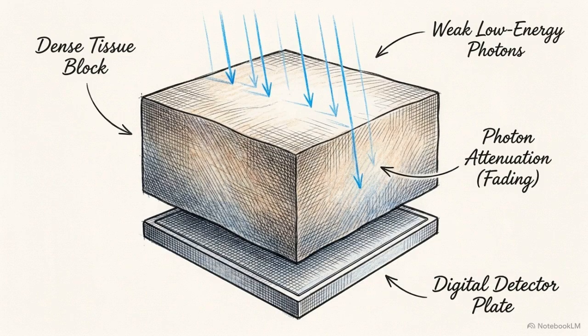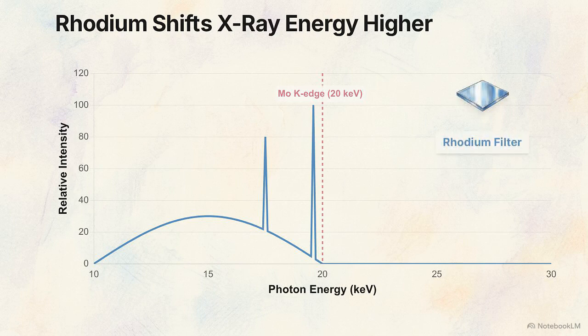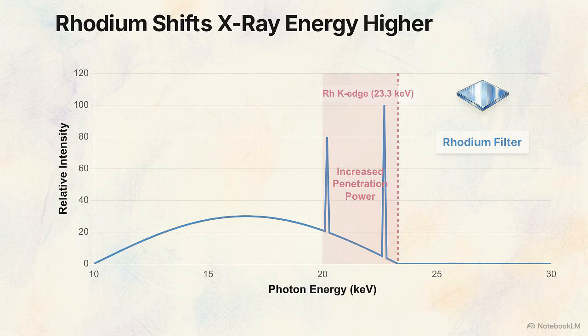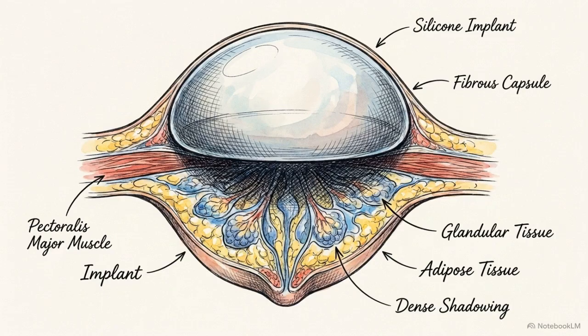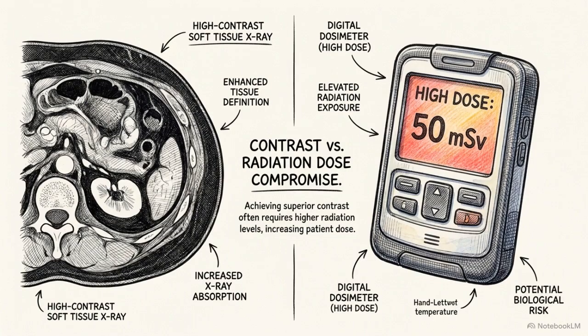This target and filter pairing lacks penetration power for highly dense tissue, which would force the machine to apply unacceptably high radiation doses. By utilizing a rhodium filter, or utilizing rhodium for both the target and the filter, the K-edge shifts to 23.3 keV. This maintains penetration. For extreme cases like large implants, a tungsten target is paired with a rhodium filter. Because tungsten does not produce characteristic X-rays in this range, the total beam intensity drops, requiring longer exposure times to achieve the necessary dose. Target and filter selection is an active physical compromise, balancing soft tissue contrast against rising radiation doses.